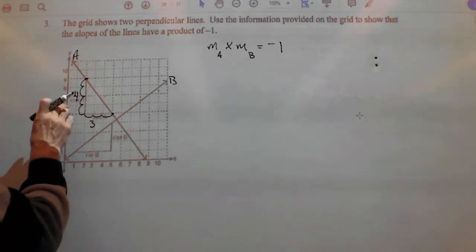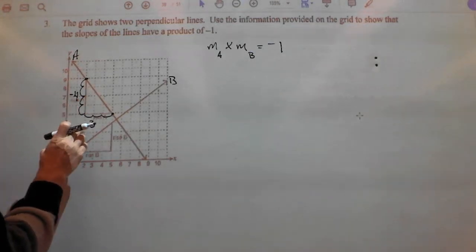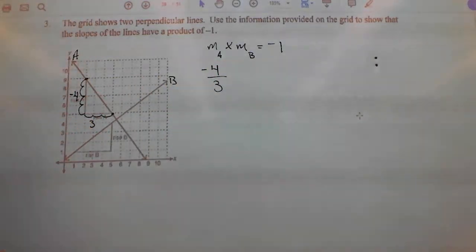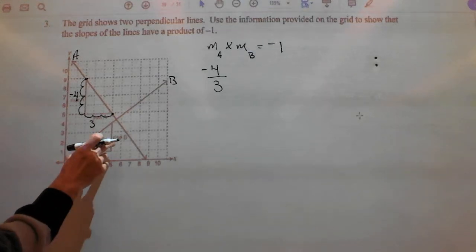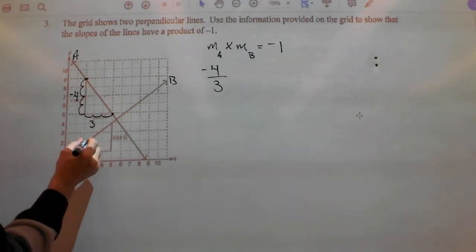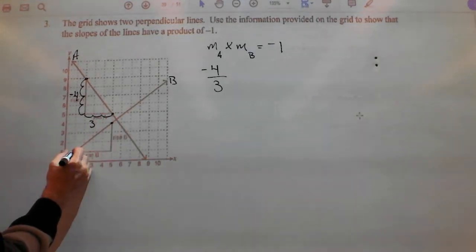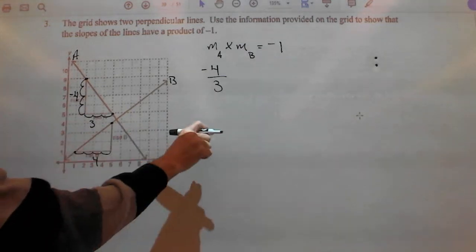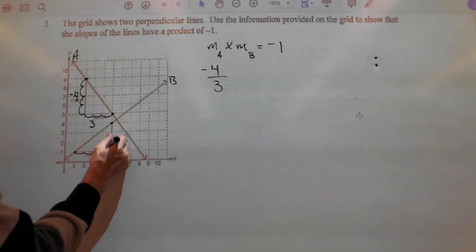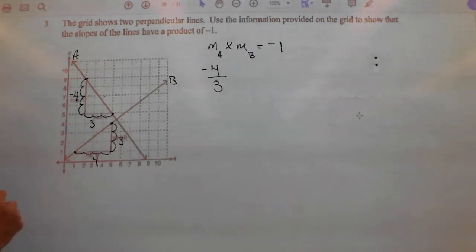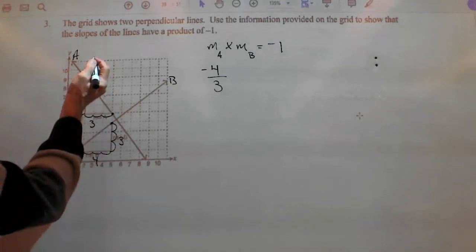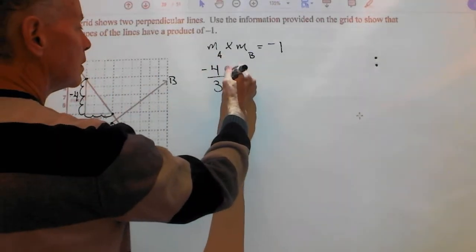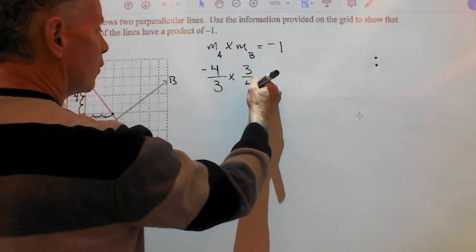Okay? That gives us a slope for A, rise over run, of -4/3. Easy, huh? For B, to get from this point to this point, we have to go 1, 2, 3, 4 to the right. Again, that's positive, and 1, 2, 3 up, also positive because we're going up. That gives us rise over run of 3/4.